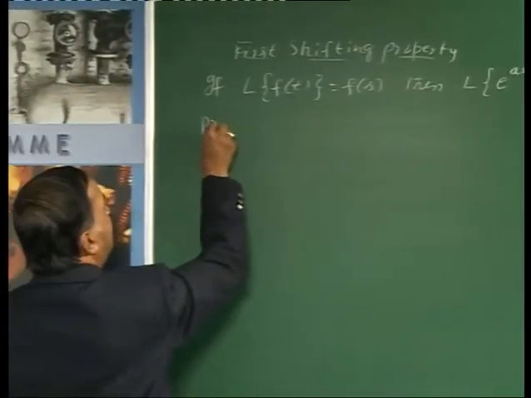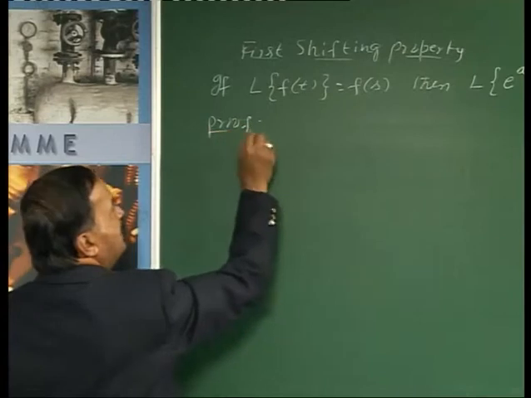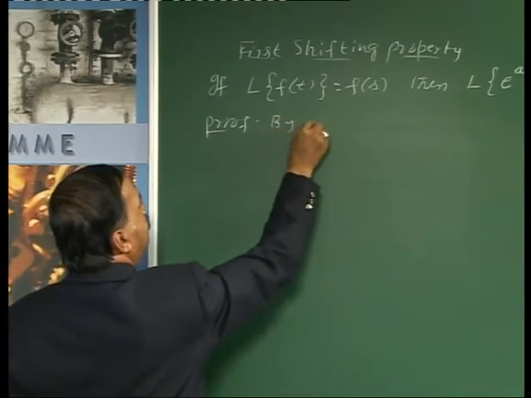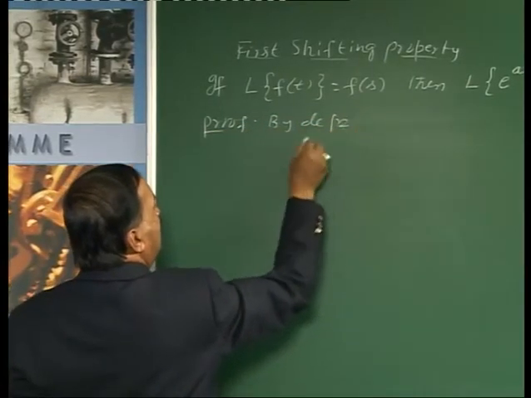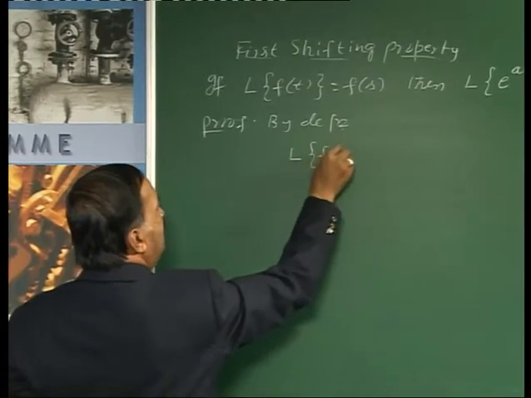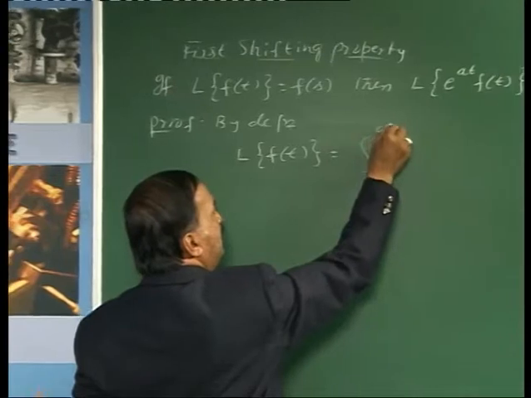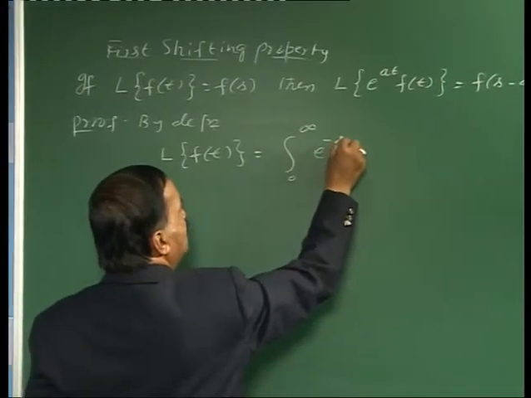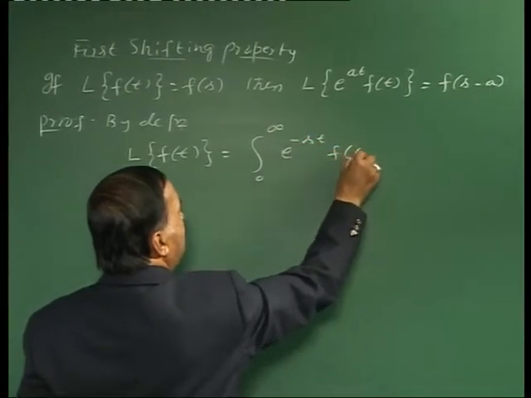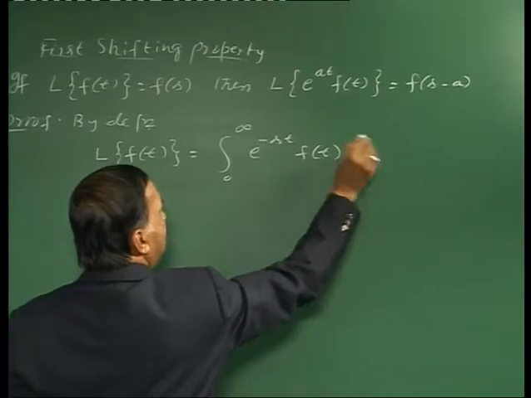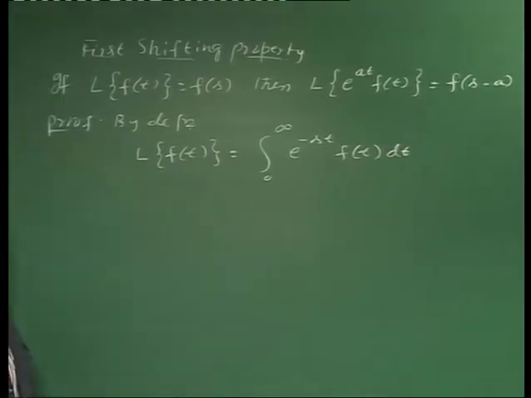Proof. It is very simple. By definition, L of f of t is equal to the integral from 0 to infinity e to the power of minus s t f of t dt. This is the definition of Laplace transform.